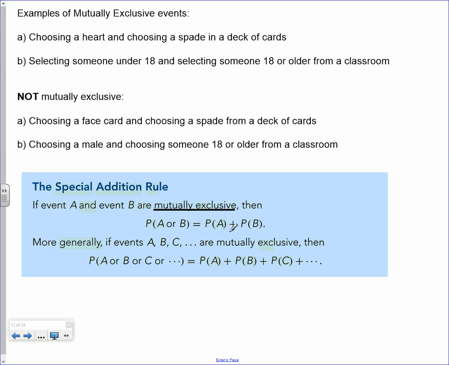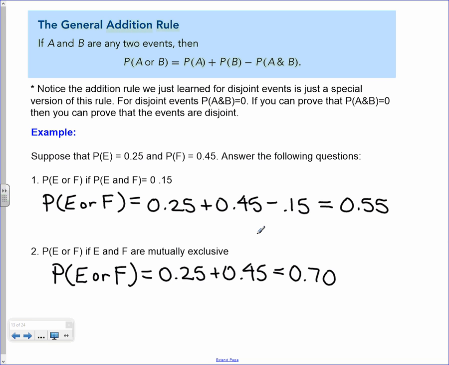Now, why this is important is because we use this term in our definition for the addition rule and then the special addition rule. Okay, so if event A and B are mutually exclusive, then the probability of A or B is just equal to the probability of A plus the probability of B. The general addition rule, so for just any two events, the probability of A or B is equal to the probability of A plus the probability of B minus the probability of A and B.